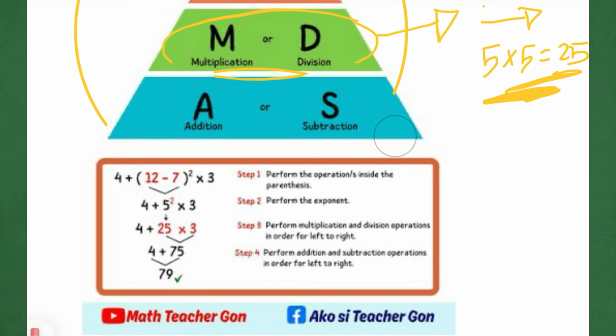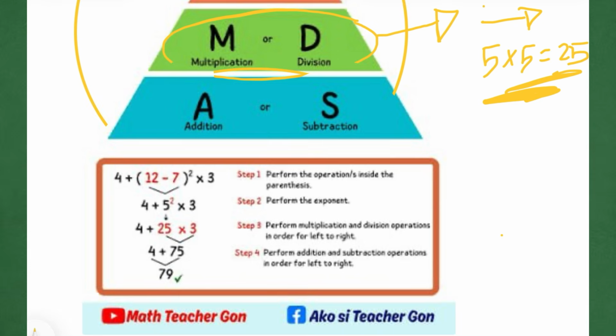Now let's try something that uses everything we just covered. Here's the problem. 4 plus, parentheses open, 12 minus 7, close parentheses, squared times 3. First, parentheses. Inside, we have 12 minus 7, which is 5. So now the equation is 4 plus 5 squared times 3. Next, exponents. 5 squared means 5 times 5, which is 25.